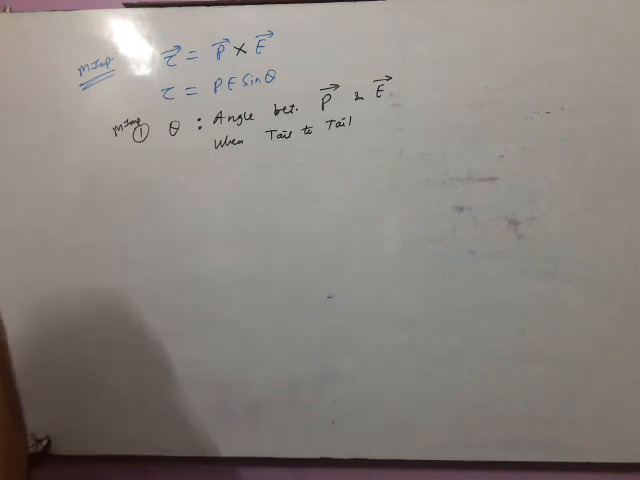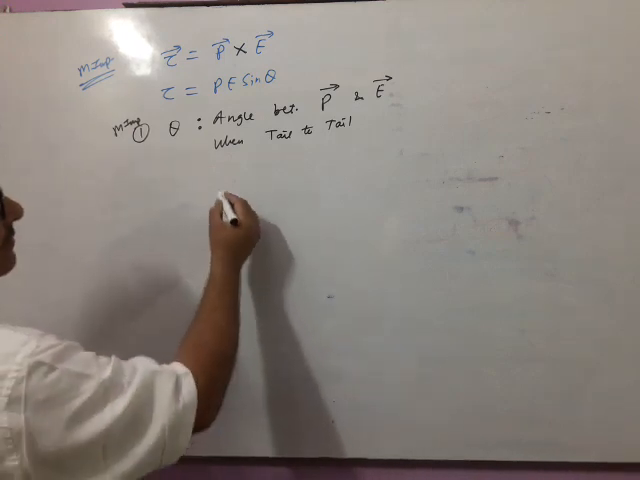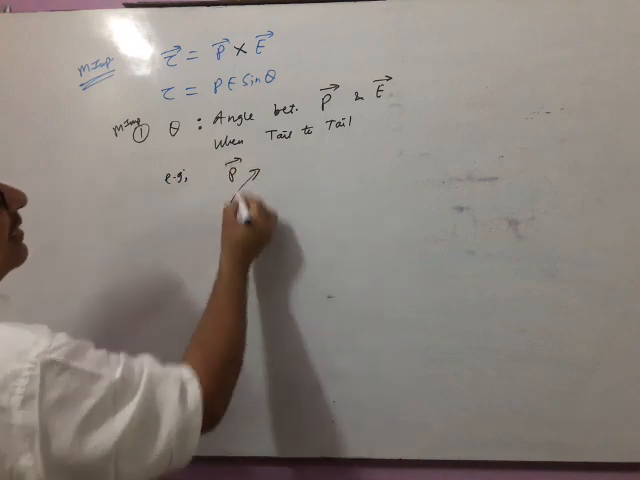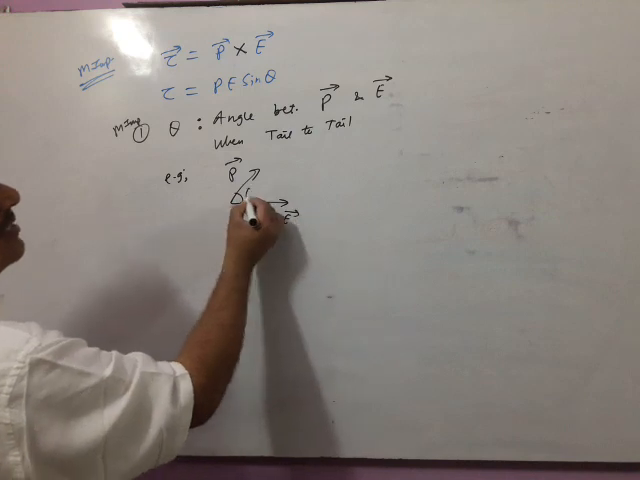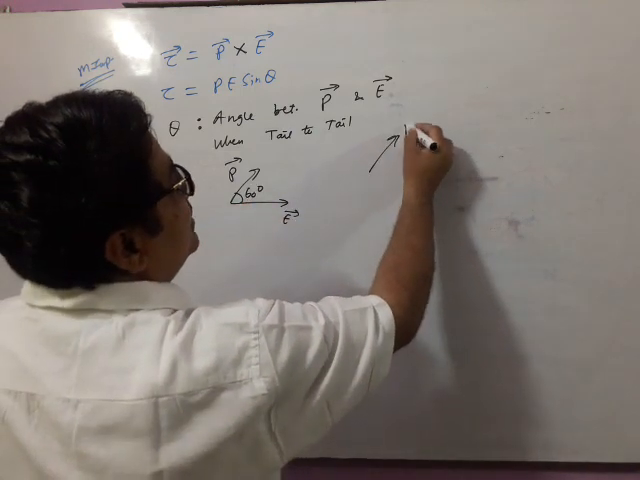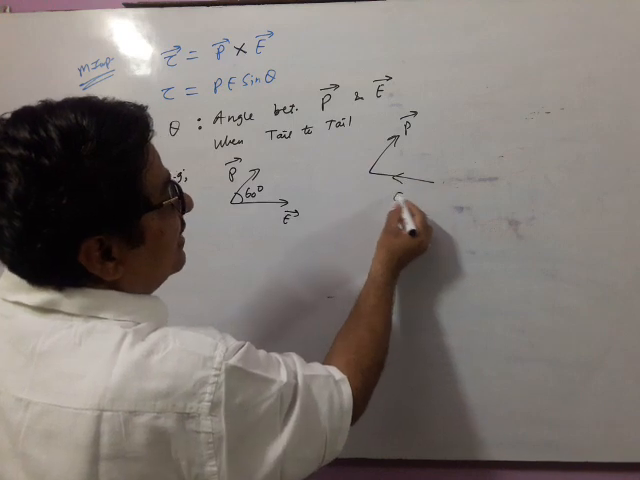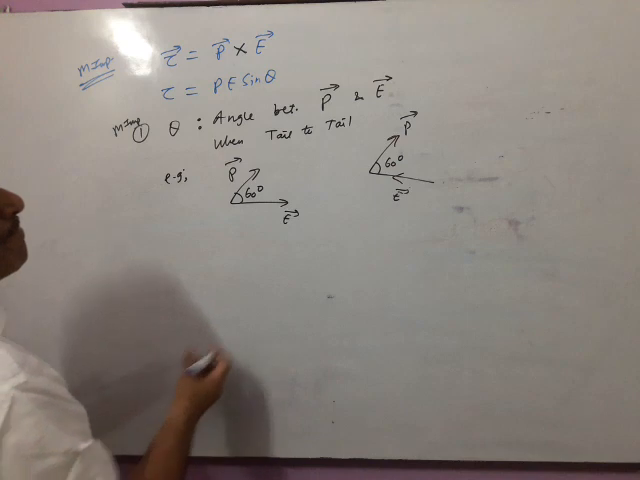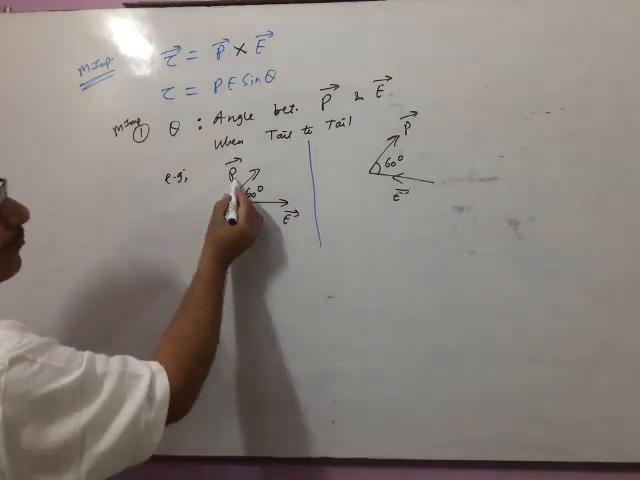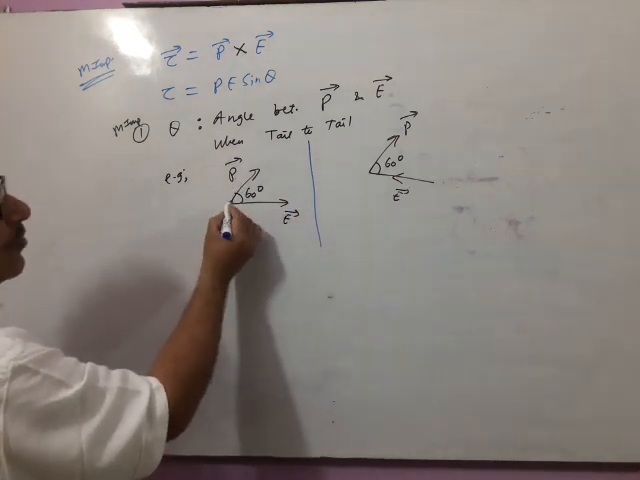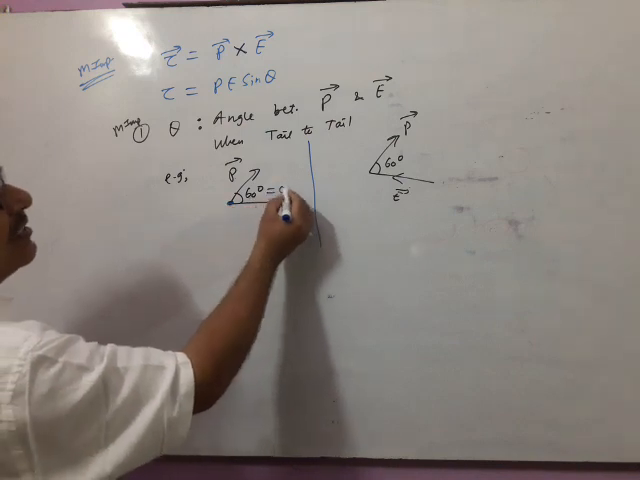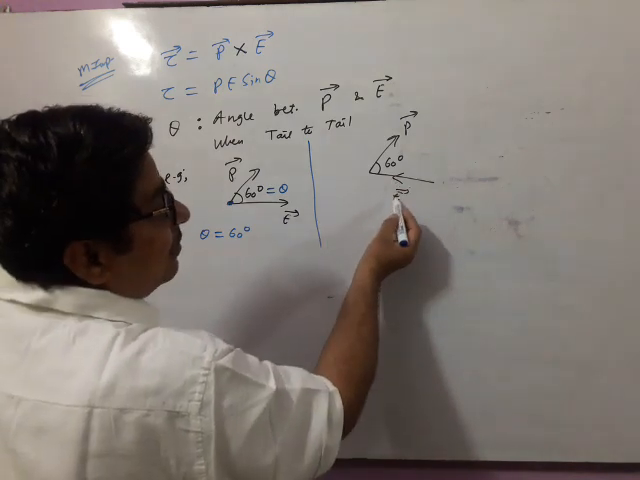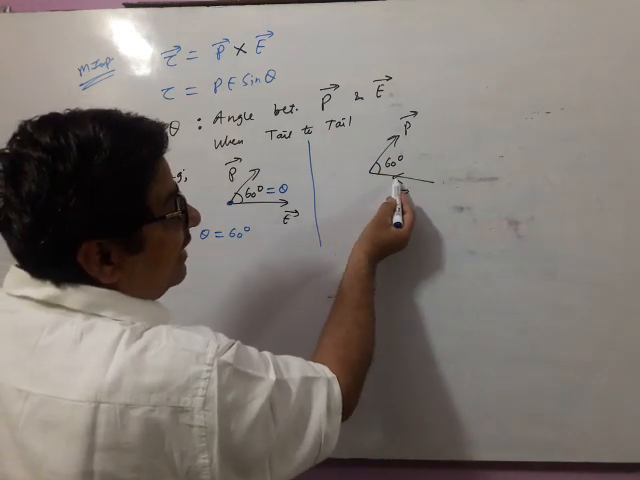See this. For example, this is P vector and this is E vector. This is 60. See, this is P vector, this is E vector. Again it is 60. Seems to be the same answer, but both are different. In first, both vectors P vector and E vector joined from tail to tail. So this is called theta directly. Theta is 60. In this, tail of P vector joined with head of E vector.